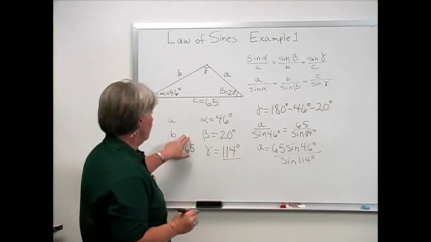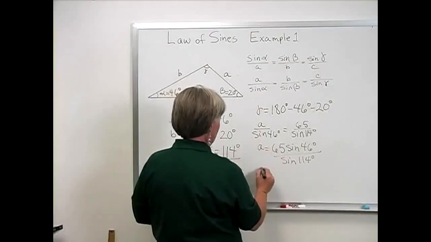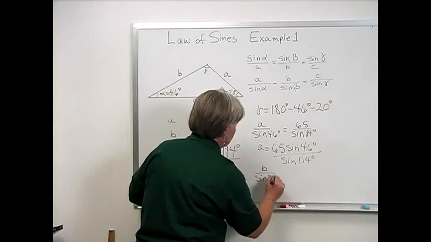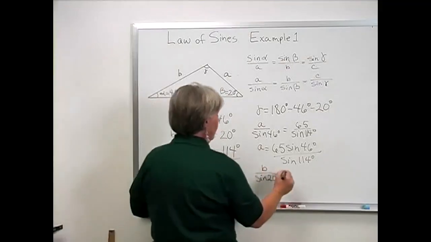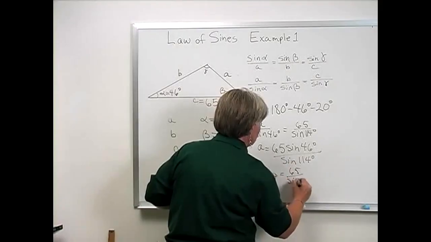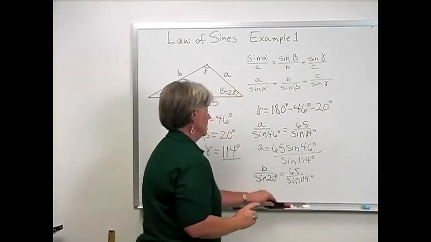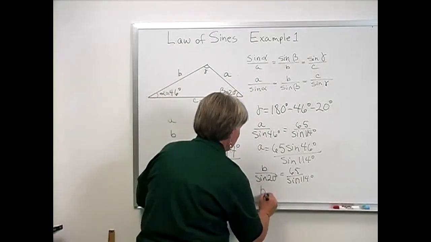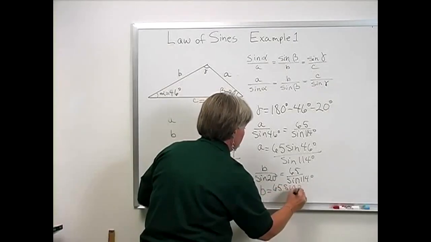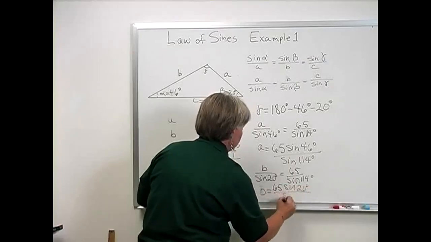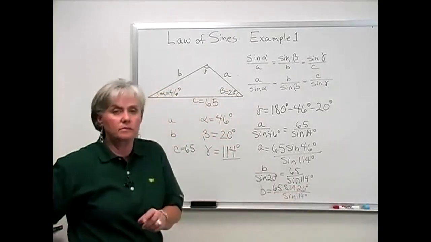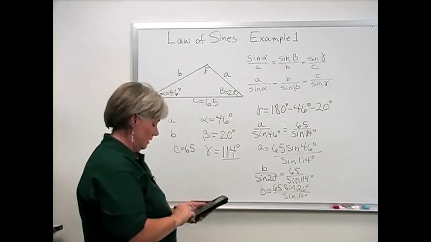And we're going to do the same thing for side b. So now we know that b is to the sine of 20 degrees as 65 is to the sine of 114 degrees. So we can solve for b. b is 65 times the sine of 20 degrees divided by the sine of 114 degrees. So now we can find a decimal approximation for these two, and we've solved our triangle.